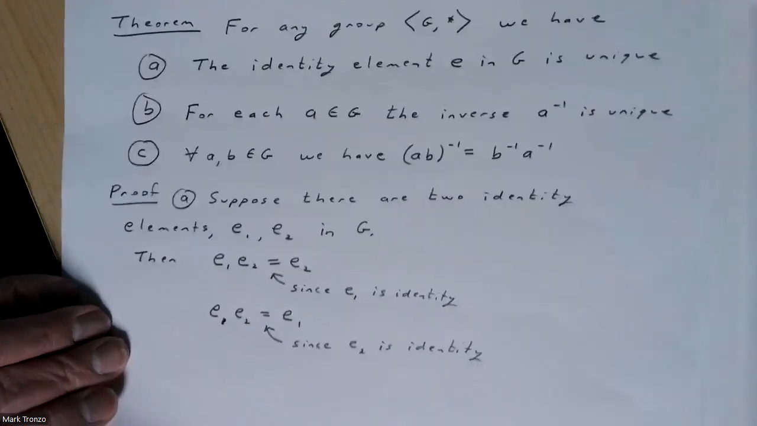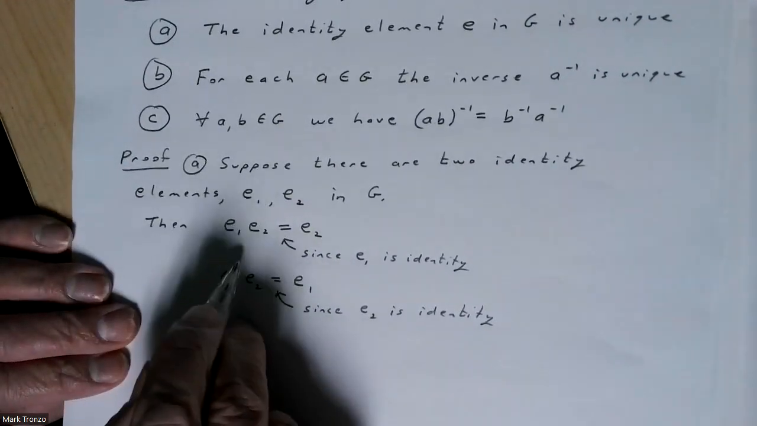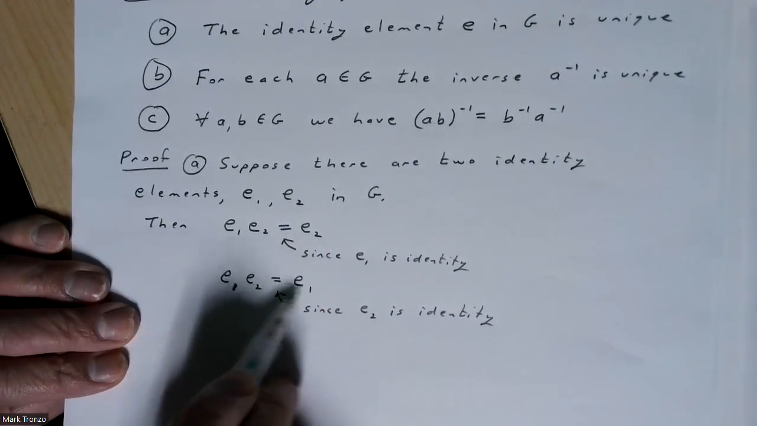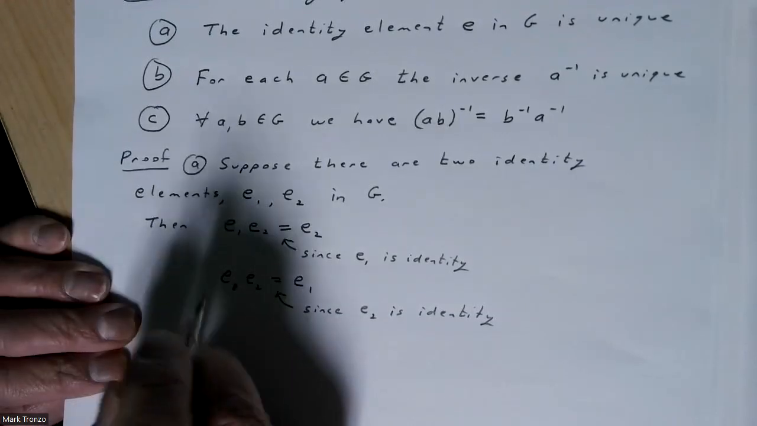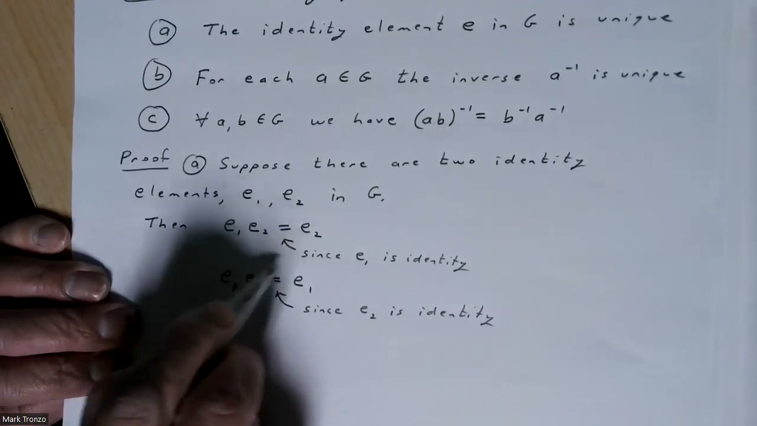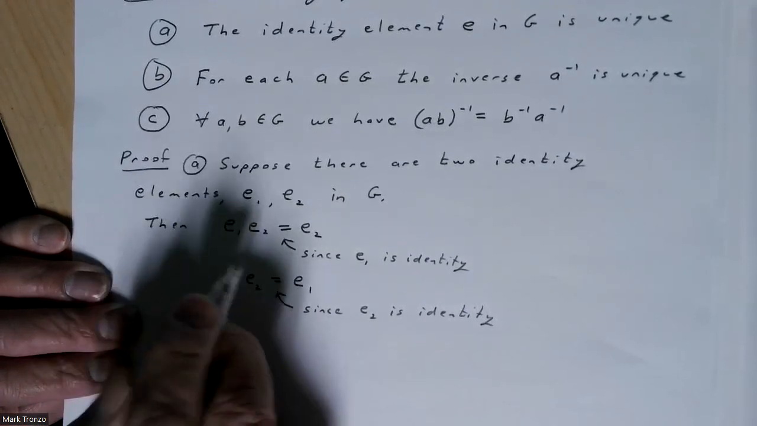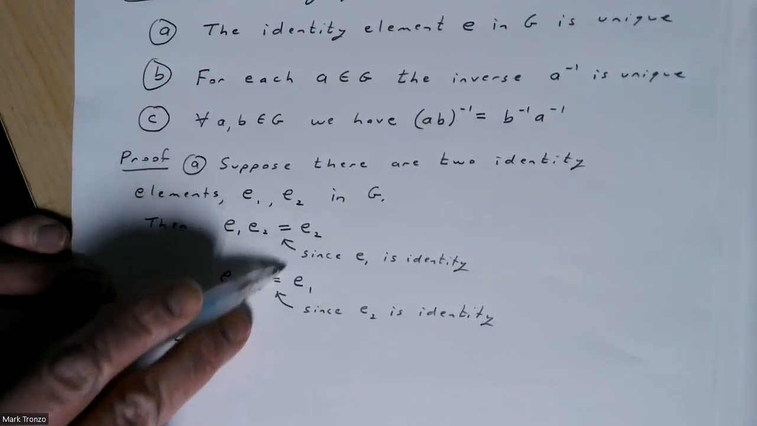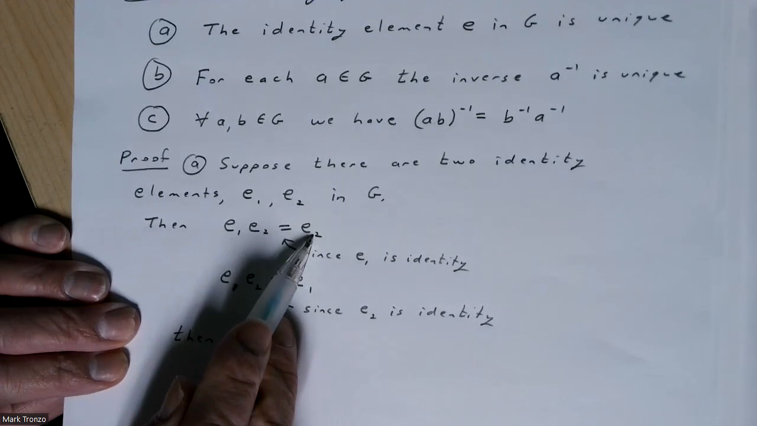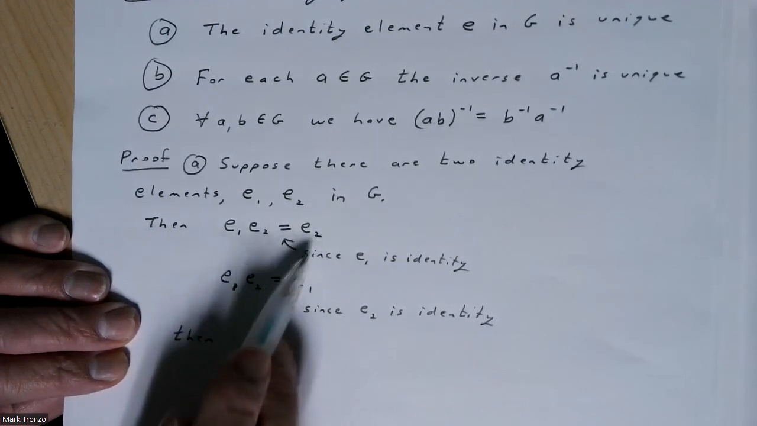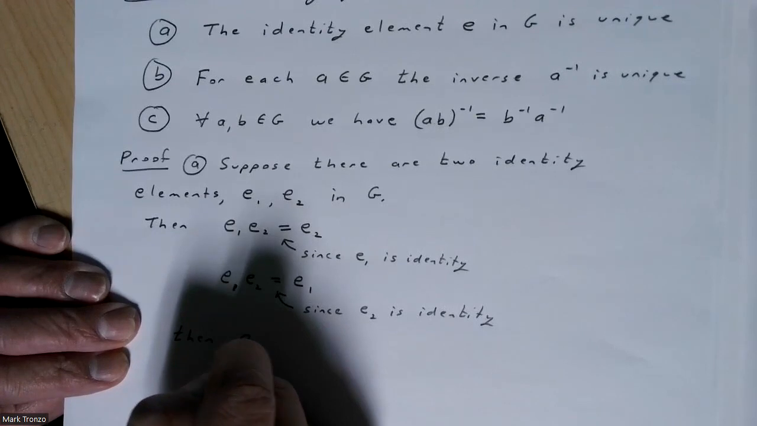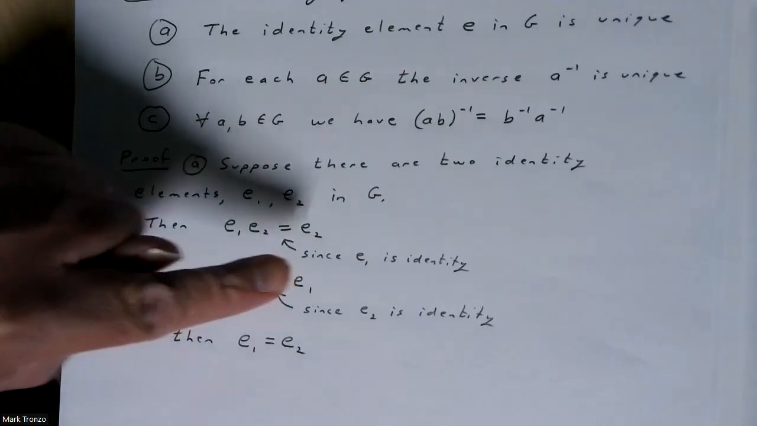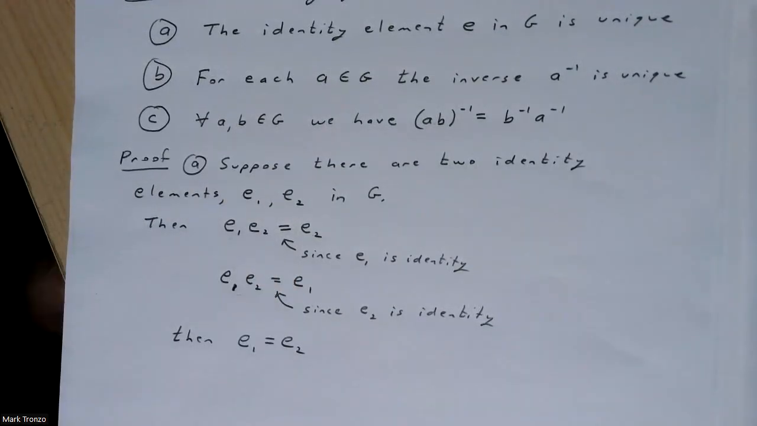But what have we shown here? We have shown that E1 E2 is equal to E2. E1 E2 is also equal to E1. So if they're both equal to the same thing, then the thing that they're equal to must be equal. So if this is equal to E2 and this same thing is equal to E1, then E1 is equal to E2. So we started with the assumption we had two identities and showed that they're really the same.